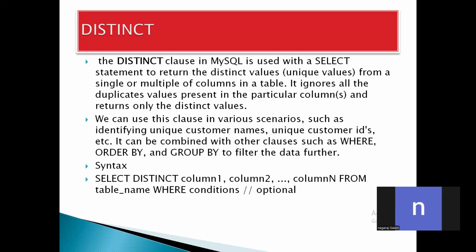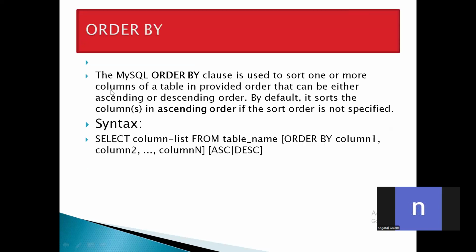Then the next clause is order by. In MySQL, the order by clause is used to sort one or more columns of a table in a given order. When I want some ordering, at that time we use order by. That can be either ascending, meaning 1 2 3 4, or descending order, meaning 4 3 2 1. By default, it sorts the columns in ascending order if the sort order is not specified. The syntax looks like this: select column list from table name order by column one.